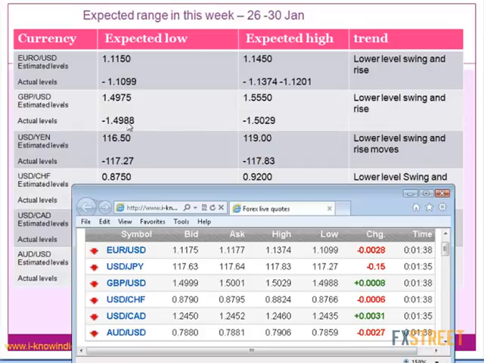Then you come across the GBP. 1.4988 is the low and 1.5029 is the high, and they are expected to gain the level, do the lower level consolidation and gain the levels during this particular week.